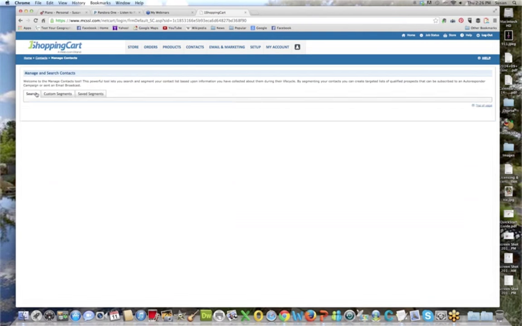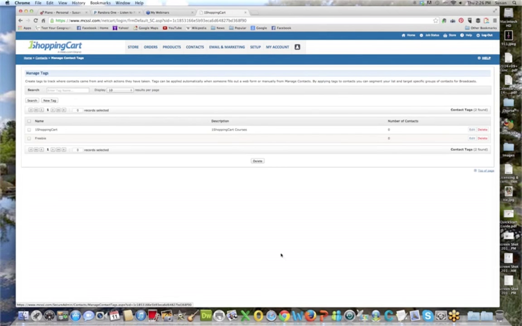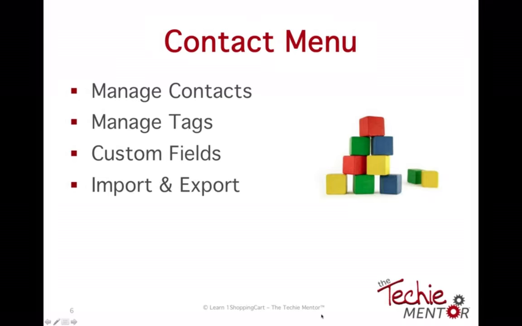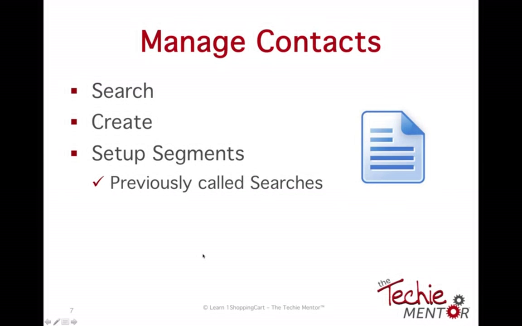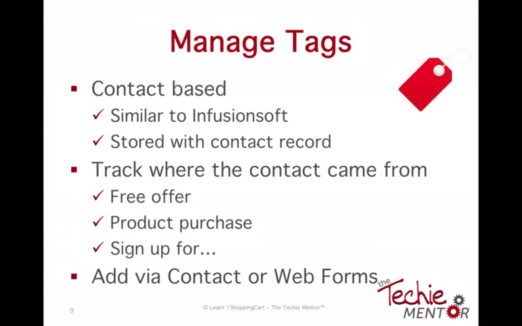Okay, so that's searching and segments, as well as adding. Back to contacts, we're going to talk about tags, okay? And I already have a couple of tags, and I'm going to jump back over here real quick to my PowerPoint. So under Manage Contacts, we talk search, create, and setting up those segments. Remember, those are previously called searches, okay? Oops, we're going to come back to import, export. I wanted to talk about tags here real quick.